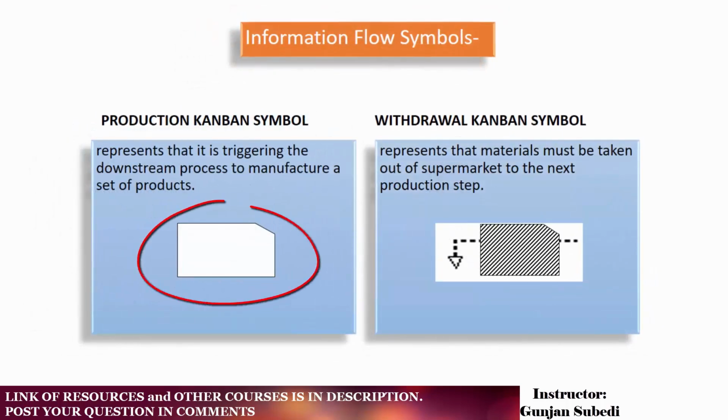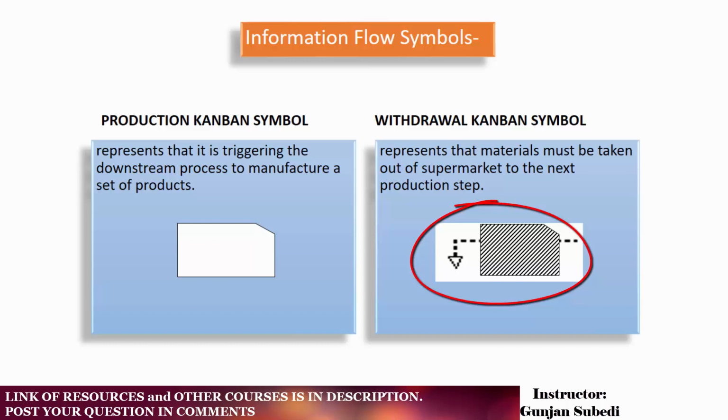This symbol is called the production Kanban symbol. When we use this kind of symbol, it represents that it is triggering the downstream process to manufacture a set of products. This symbol is called the withdrawal Kanban symbol. This symbol represents that material must be taken out of the supermarket to the next production step. Besides these symbols, we also use other kinds of Kanban symbols, but since these are not common, I won't be discussing them here. You can download the VSM symbols from the resources to learn more.